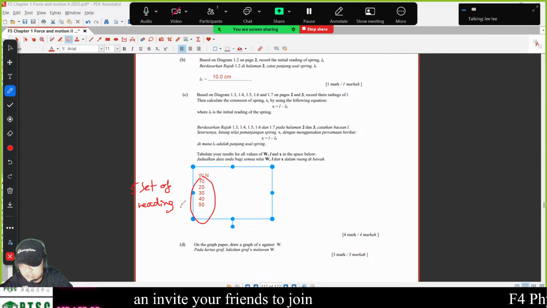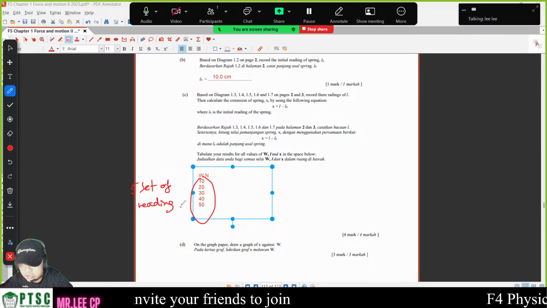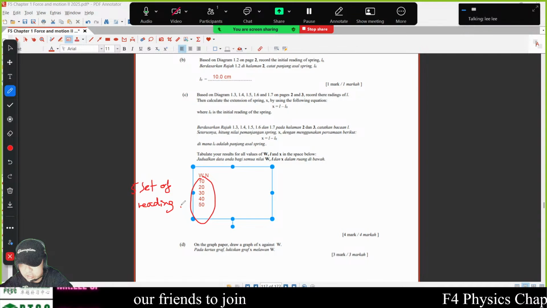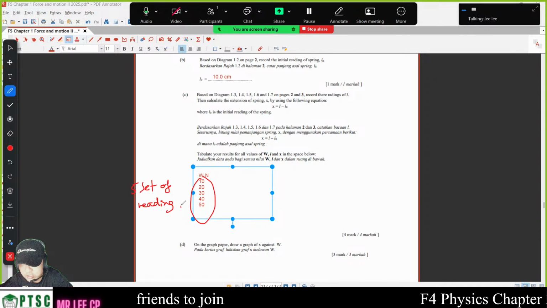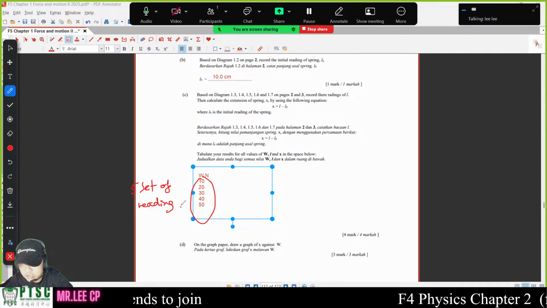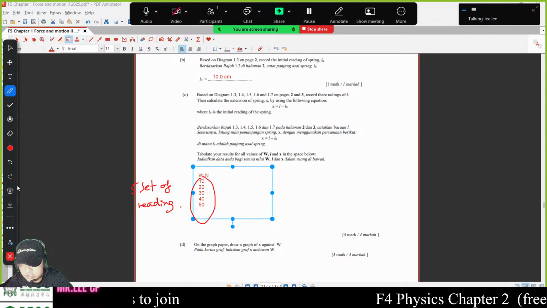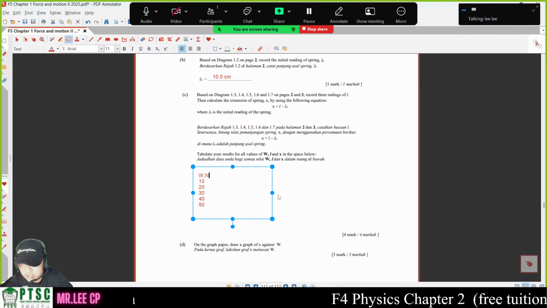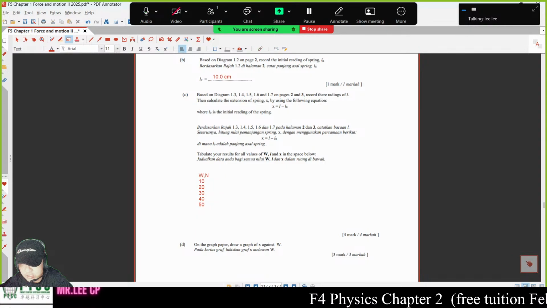In SPM, it must be 5 sets or more. If you go to a higher level, it probably needs 6 to 7 sets of readings. So in Form 5, the standard is 5 sets of readings.